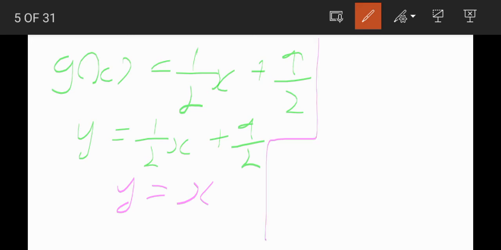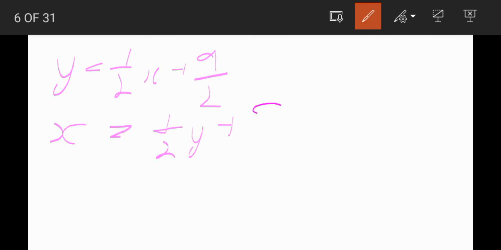So at this point, what must I do? I'm going to have y is equals to half x plus 9 over 2. Then now, where there is x, I'm going to put y, and where there is y, I'm going to put x. So it's just the change in the positions of the x and y. Now, I must make y the subject of the formula, so I'll have to transpose this one to that side. x minus 9 over 2 is equals to half y.